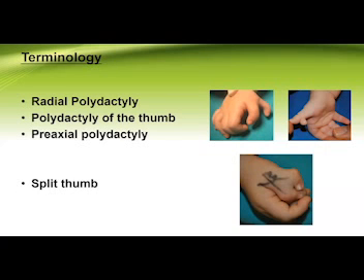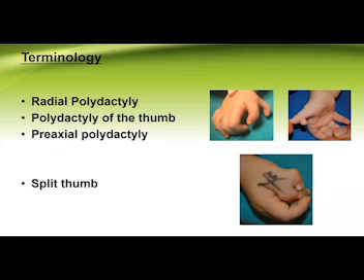Thumb duplication has been called radial polydactyly of the thumb, or preaxial polydactyly, to refer to its place on the preaxial side of the wrist, or the radial side of the wrist. Some authors prefer to use the term split thumb, as it reflects more the nature of the disease, as it is not true duplication of the thumb.